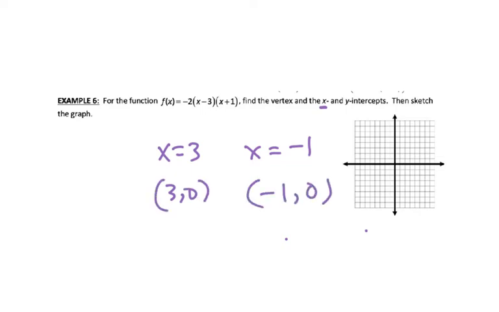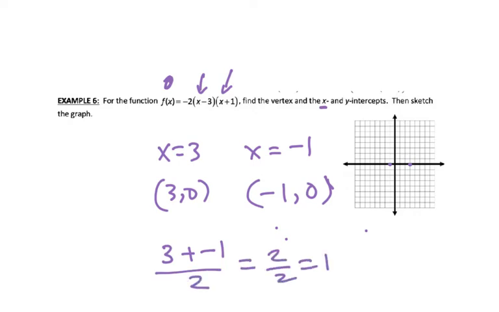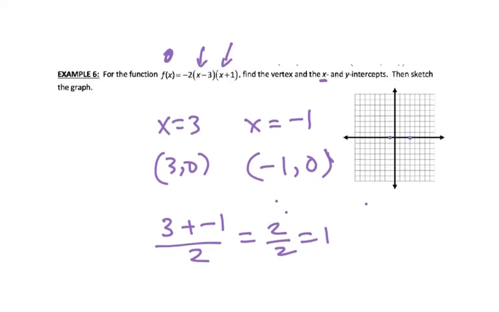If you're confused with what I'm saying, if I plug in 3 here, y will become 0, and if I plug in -1 here, y will become 0. So we have (-1, 0) and we also have (3, 0). If I do 3 plus -1 divided by 2, if I average them out, that gives me the middle point, which is 1. So I know that in between -1 and 3 is 1, and that's where my vertex lives.